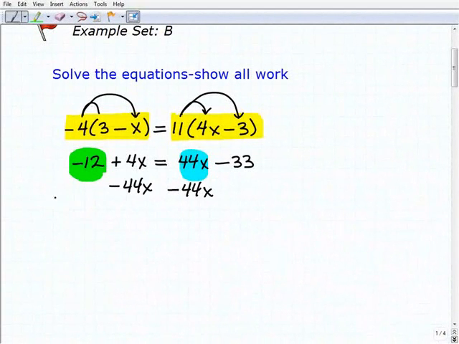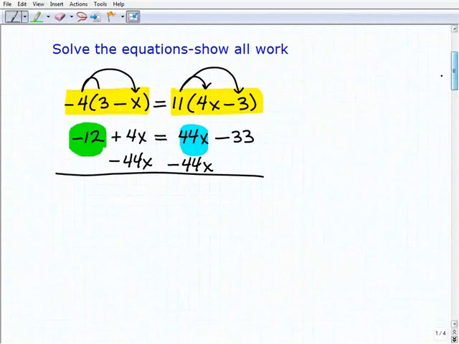It takes time to do these equations because you're always rewriting things and you're being neat. Don't sacrifice showing your work for time. If you rush through it, you're probably going to get it wrong because there are just too many things to keep track of if you don't write them out and see what's going on. So now we're going to get negative 12 plus negative 40x equals, and right here our 44x's on this side go away, so it leaves us with a negative 33.